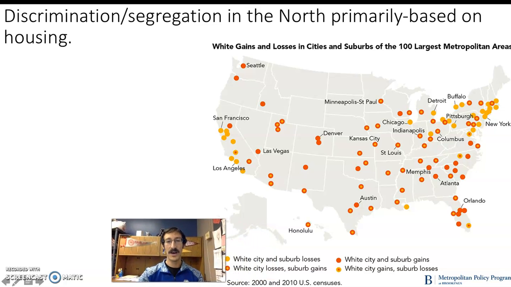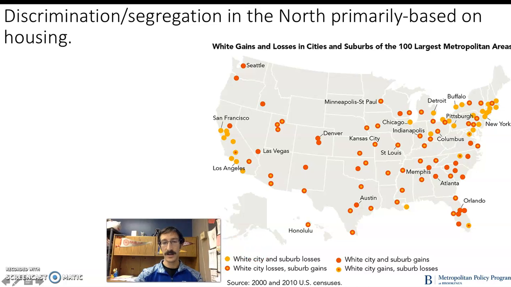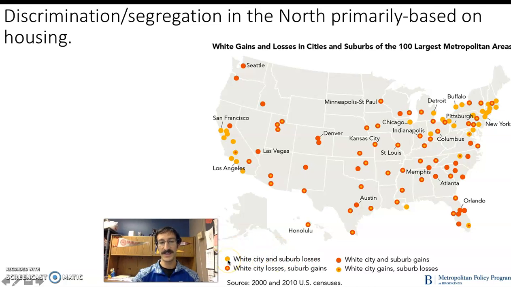So you can kind of see white gains and losses in cities and suburbs between 2000 and 2010. All right. So you can kind of see the breakdown here. White cities and suburbs losing is the entire gold. White cities losing, but gaining whites in the suburbs is the orange on the outside and then gold on the inside. Then the double gain, where whites are gaining both in the cities and the suburbs, is the complete orange. Then white gain in the cities and suburbs losing, where they're losing white people, is in this one.